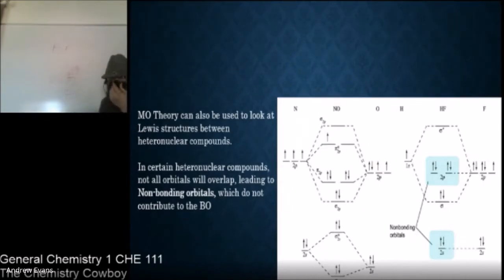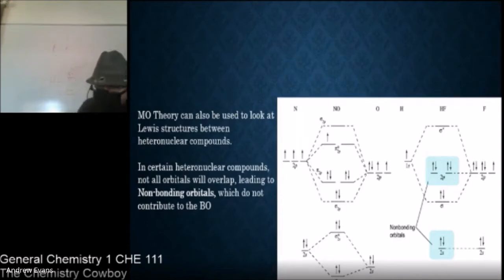Now, NO, this one is actually way more interesting. Try not to sneeze. NO, so N would have 5, O would have 6, so a total of 11 electrons to use. So we're putting in 11 electrons.